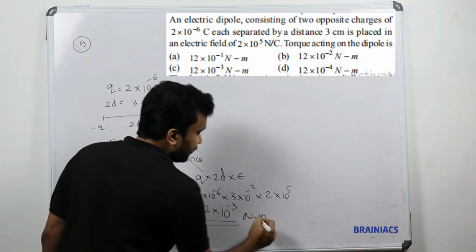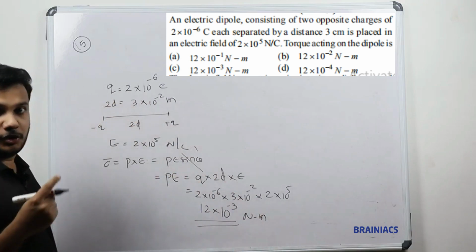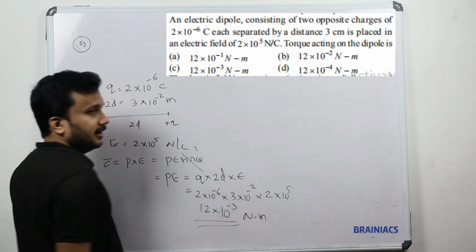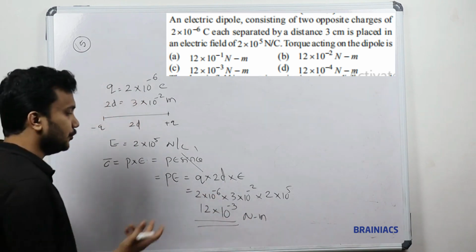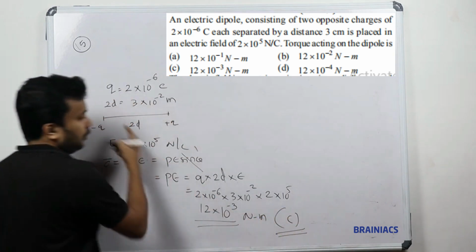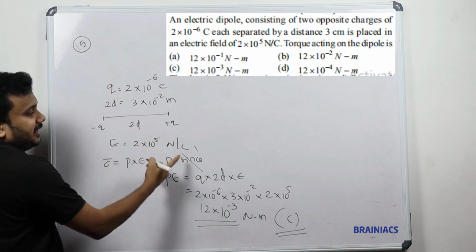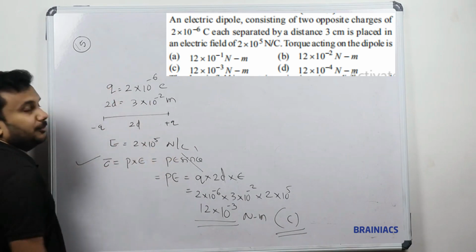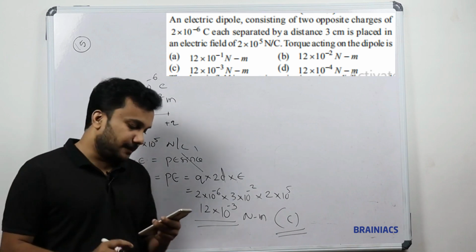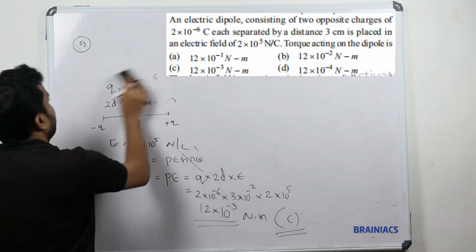The unit of torque is force into perpendicular distance. Force is Newton and distance is meter. That's why its unit is Newton meter. The answer is option C. Hope this step is clear. This is a direct question with a direct formula. No complications, very straightforward. Move to the next one.